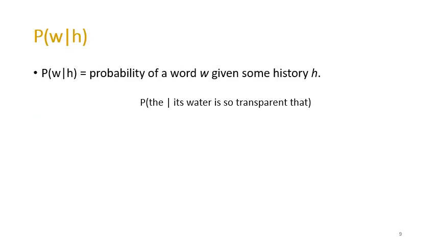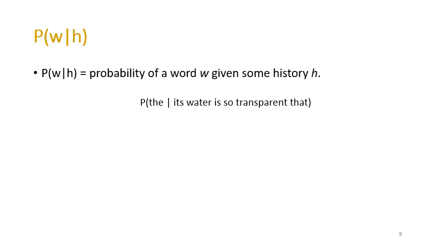Now that we've seen the possible applications of n-grams, let's take a look at how it works. The foundation of an n-gram language model is computing P(W | H), which means we're going to compute the probability of a word W to appear given some history H.